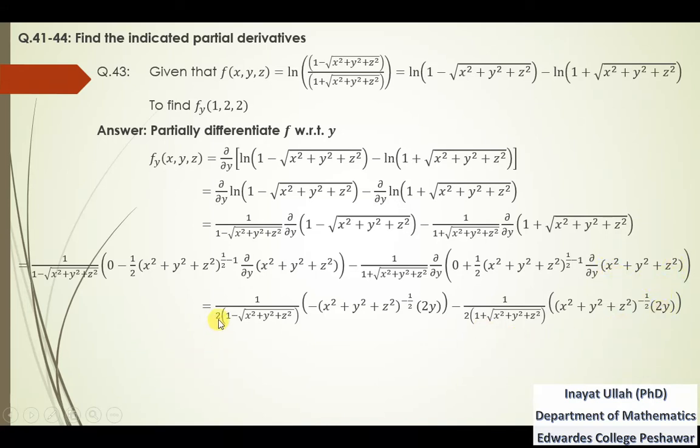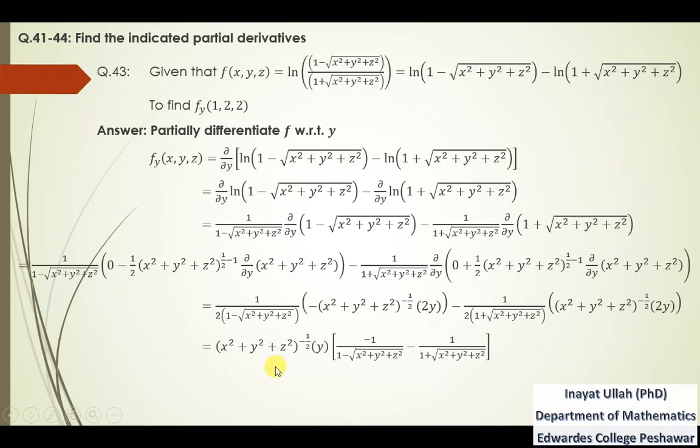Now that 2 and this 2 cancel out. Similarly here this 2 and that 2 will cancel out, and (x square plus y square plus z square) to the power minus 1 by 2 is common, and y is also common in these two terms. So we have taken (x square plus y square plus z square) power minus 1 by 2 common and y also common, and here we are left with minus 1 by this function and minus 1 by this function. That 2 is already cancelled out.